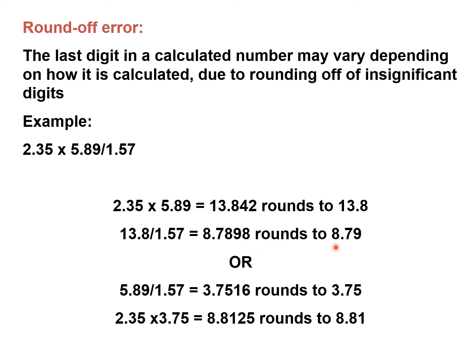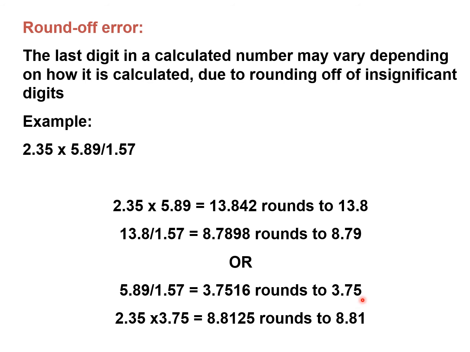Okay, 13.8. And of course 13.8, when you divide with 1.57, then the final answer should be 8.7898, and after the round off it becomes 8.79. Okay, that's how you did it on the first part, which means you round off the 13.8. But what happens if we don't do the round off at the very first step, but we do it only in the final step? How can we get a different answer? So if we divide 5.89 by 1.57, the value will be 3.7516, and after the round off we get 3.75.